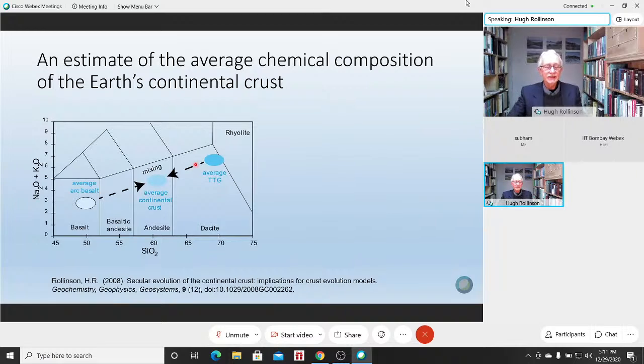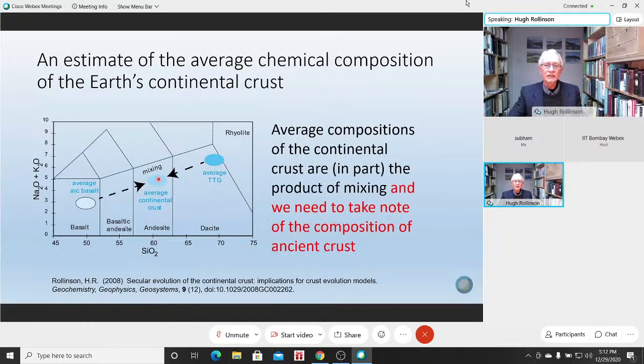And so what we find is that if we take the composition of an average arc basalt, the product of melting in an arc, and we take the composition of ancient continental crust and mix them together, that is how we can derive an average crustal composition that is andesitic. In other words, the average andesitic continental crust does not tell us about a primary process. It tells us about a mixing process between two different end members.